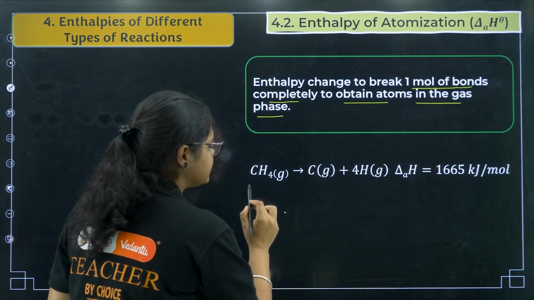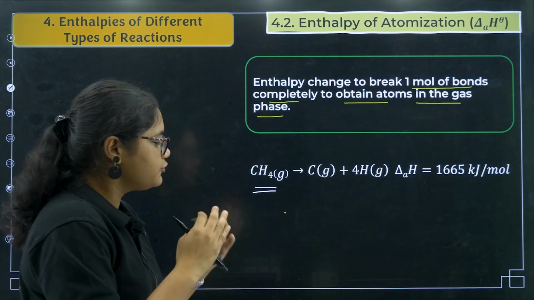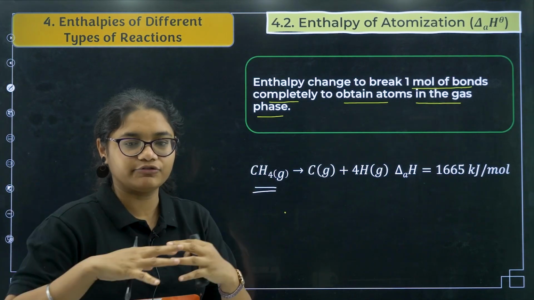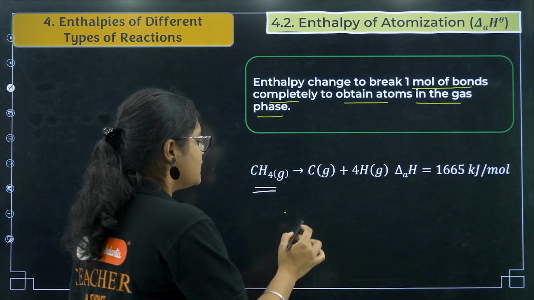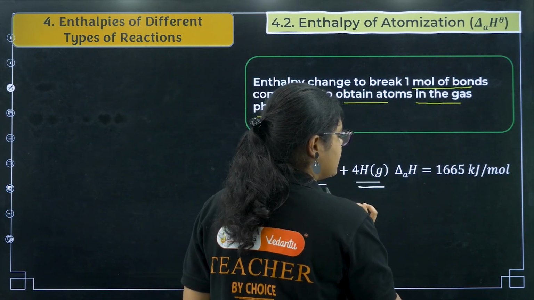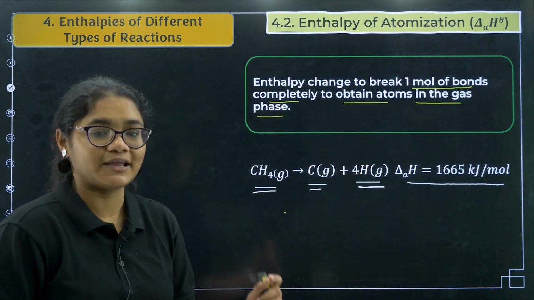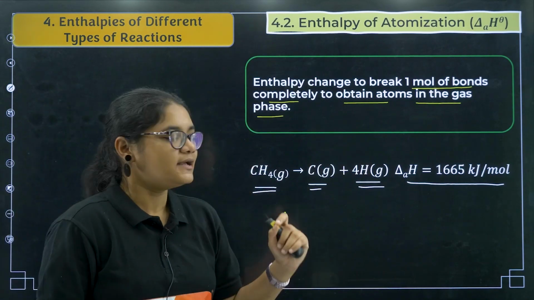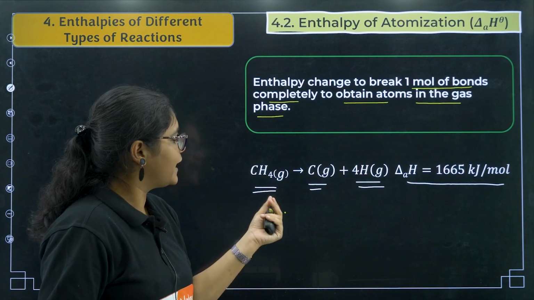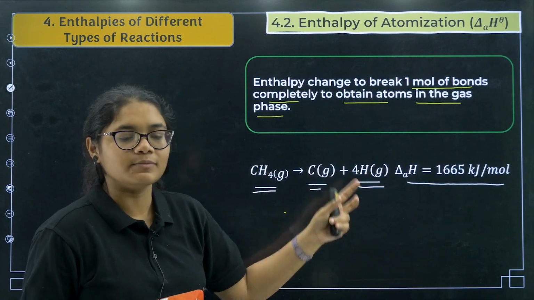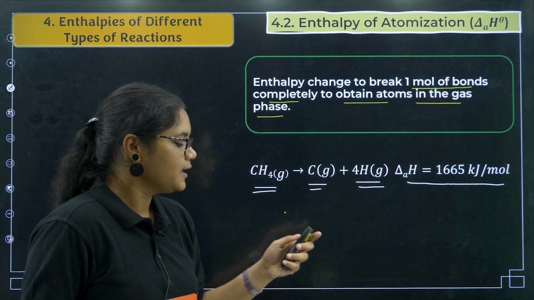Now if you see here CH4, if you break all the carbon and hydrogen bonds, then you will find what? Carbon and 4 hydrogen atoms, right? So this is called enthalpy of atomization, 1665 kilojoule per mole. Okay, so enthalpy of atomization means to get atoms out of this compound, how much energy is required. Okay, fine.